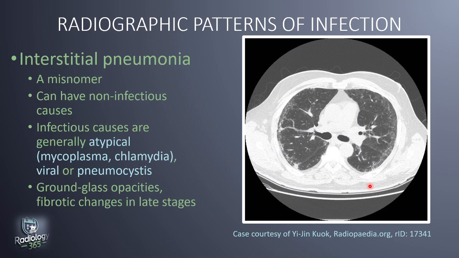Some of the infectious causes, since we are talking about lung infections, include atypical infections like mycoplasma, chlamydia, viral or pneumocystis pneumonia. Some of the things that we may see include ground glass opacities, fibrotic changes like reticular opacities, or honeycombing in the late stages. So in this axial CT, there are subpleural fine interstitial thickening and ground glass opacities, and it was a case of non-specific interstitial pneumonia. You notice how most of the opacities are reticular and not necessarily opacifying the alveolar spaces.